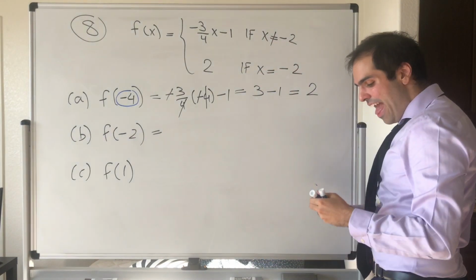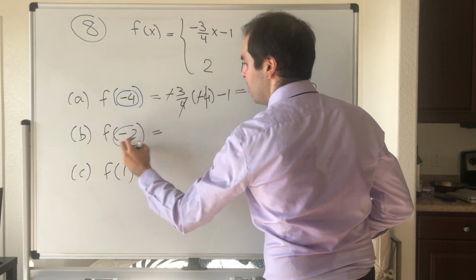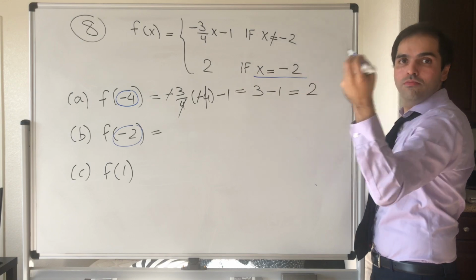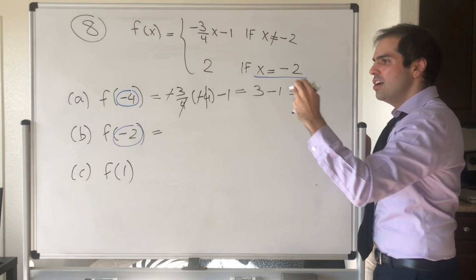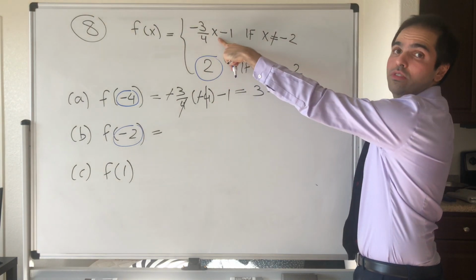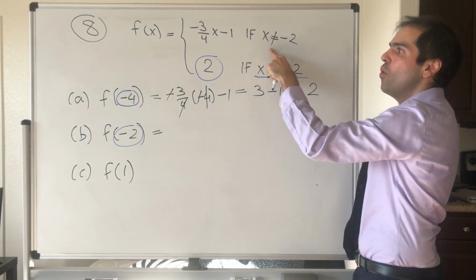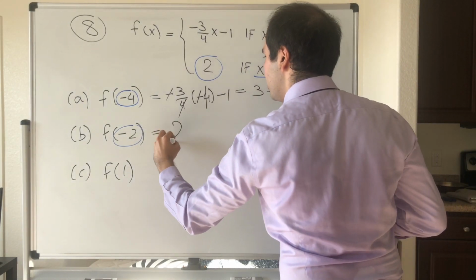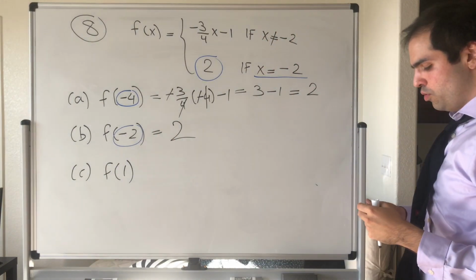How about now f of -2? Well, notice x equals -2. So you have to use this definition. Do not use this definition, which is only valid for x not equal to -2. So here definitely f of -2 is 2.